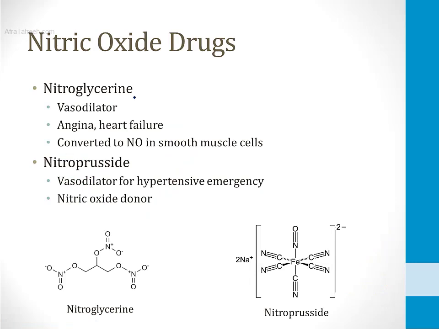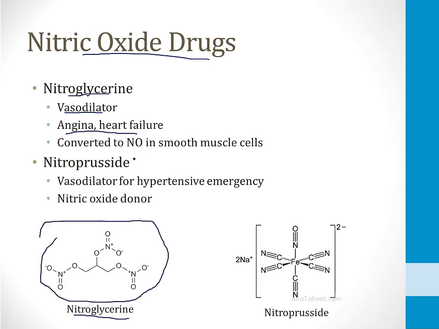There are also a couple of drugs that work via nitric oxide. Nitroglycerin is a vasodilator. It's used in angina and heart failure. It's got the structure shown at the bottom of the screen here, and you can see that it contains lots of nitrogens and oxygens, and it's converted to nitric oxide in smooth muscle cells, and once this happens, the smooth muscle cells relax, and that's how nitric oxide works as a vasodilator.